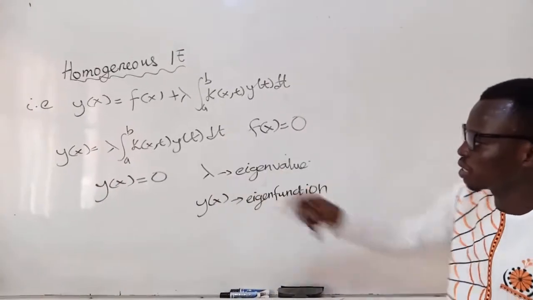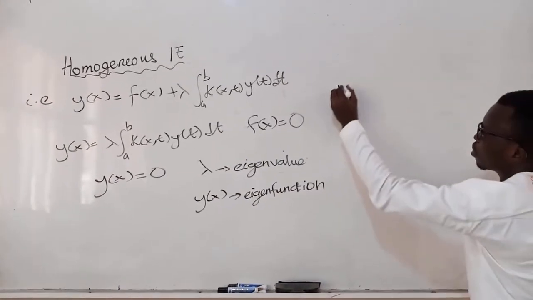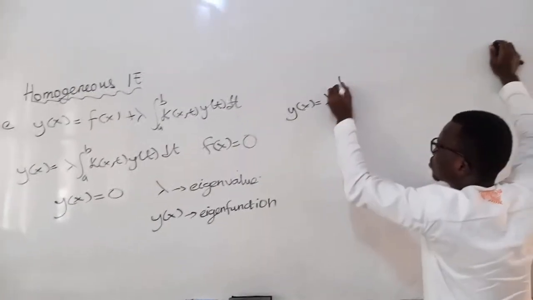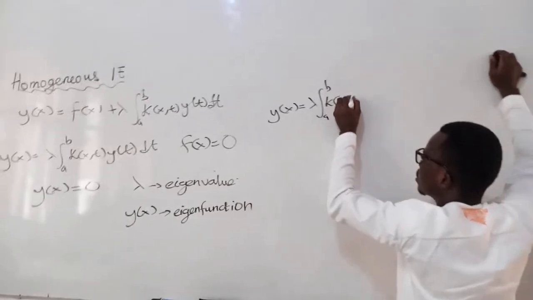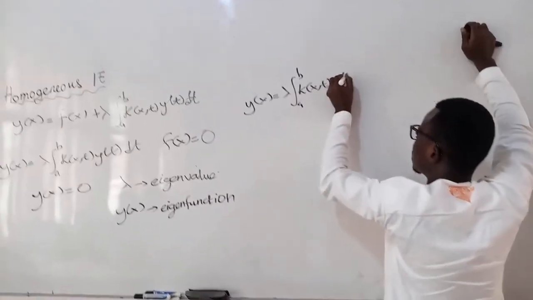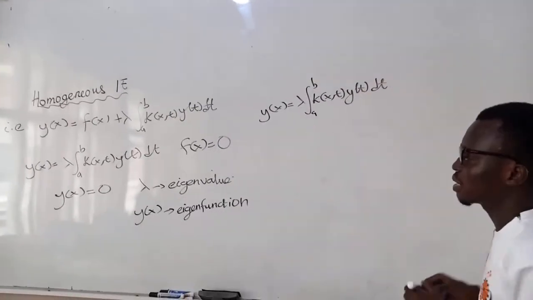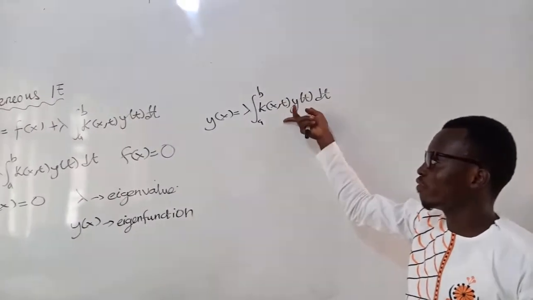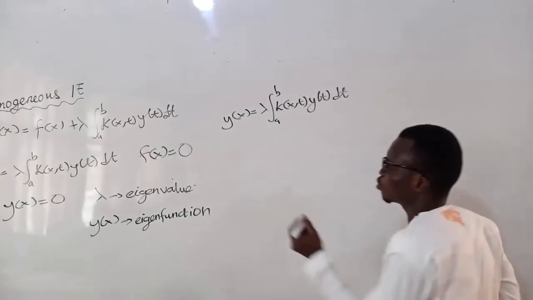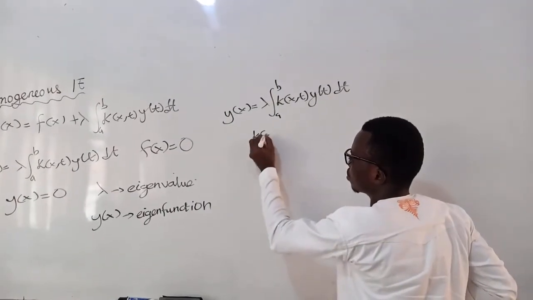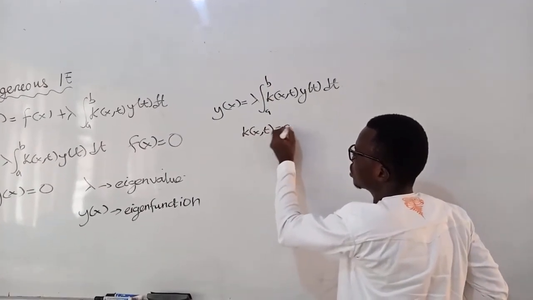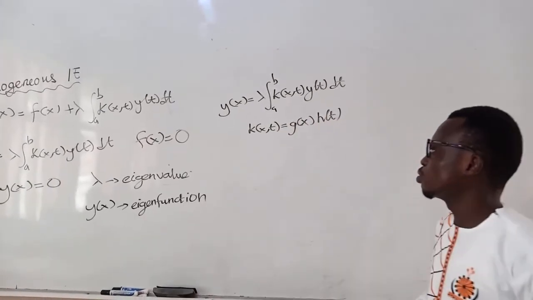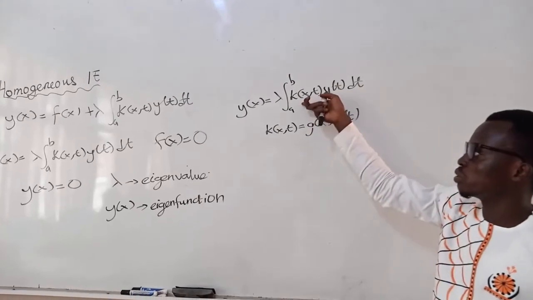So given this homogeneous integral equation, y(s) equal to lambda times the integral from a to b of K(s,t) y(t) dt, let's assume that this kernel K(s,t) is separable. That means you can separate it into two different functions, which is equal to g(s) times h(t). Now let's substitute g(s) and h(t) into this equation.